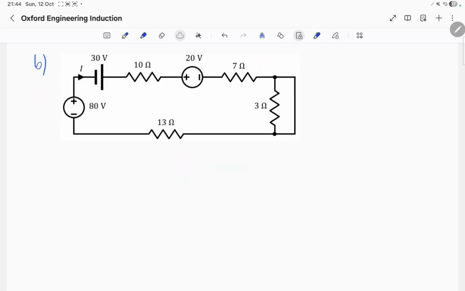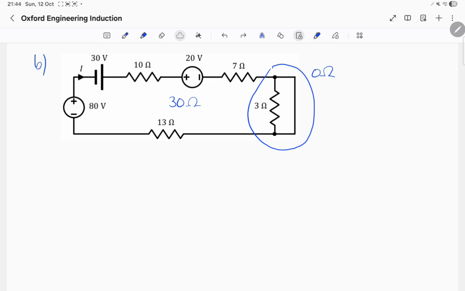Now we'll move on to part B. Firstly, we'll notice that on the right hand side, we have in fact completely bypassed that 3 ohm resistor with a short circuit, and therefore this section has a total resistance of 0 ohms. In total, this circuit therefore has a total resistance of 30 ohms.